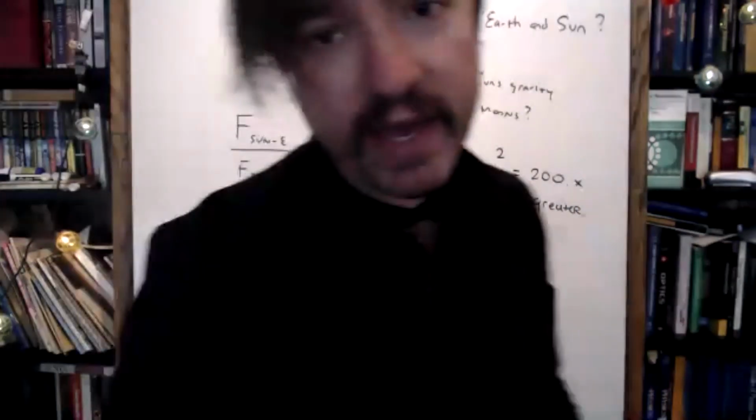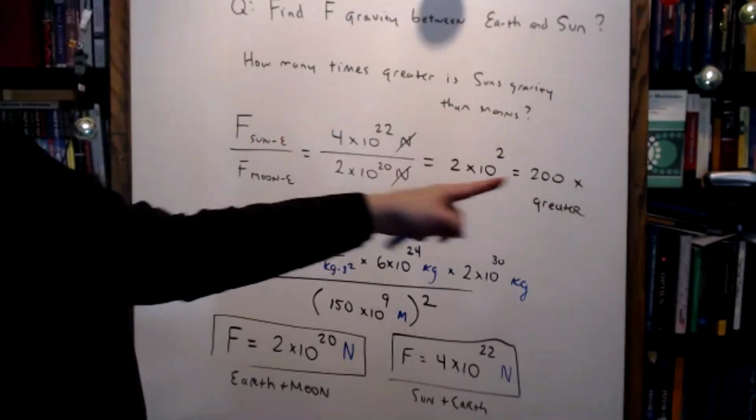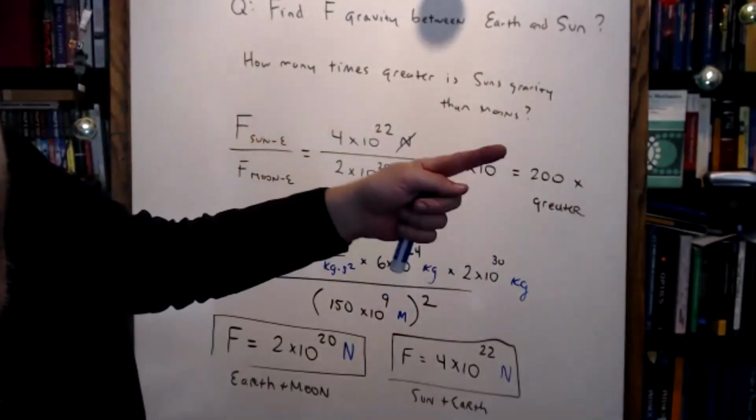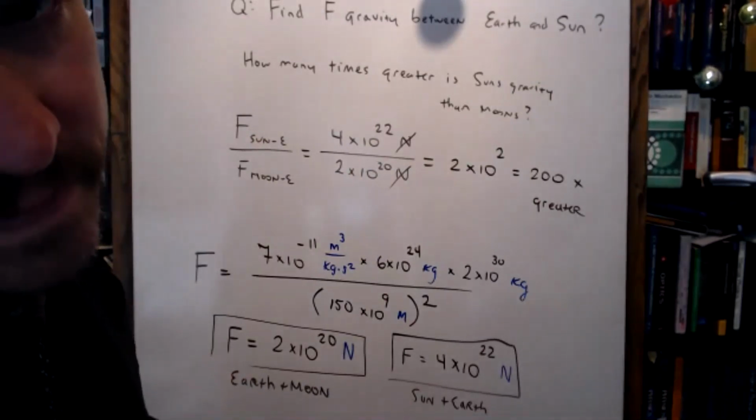Brooke, if you bake 5 cookies and I bake 10 cookies, and someone asks us to compare our cookies, 10 cookies divided by 5 cookies is the number 2. The meaning of the 2 is not 2% more cookies. The meaning of the 2 is not 2 cookies. The meaning is I have 2 times more cookies than you. If I divide the sun-Earth gravity by the moon-Earth gravity and I get 200, that means the sun is tugging on Earth 200 times more than the moon is tugging on Earth. Okay?